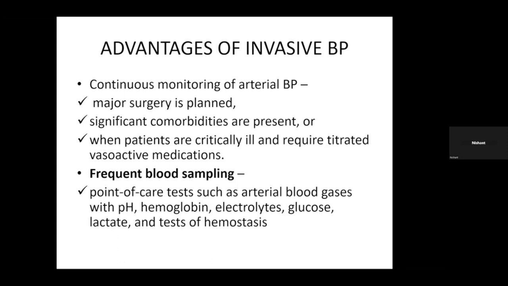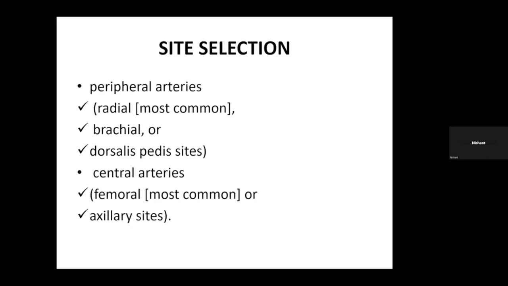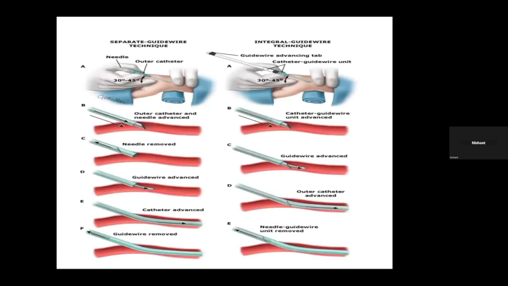The other indications for which we commonly perform invasive blood pressure is when we require frequent blood sampling for point of care tests such as ABG, hemoglobin, electrolytes, and other tests of hemostasis. So coming to the site selection, we can place both in peripheral arteries and central arteries depending upon the surgery and the patient factors. If it is a peripheral artery, we should look for collateral blood flow if it is an end artery. So most commonly cannulated peripheral arteries are radial, brachial, and dorsalis pedis, and central arteries are femoral and axillary. So these are the techniques which we usually follow, separate guide wire technique or with guide wire technique.